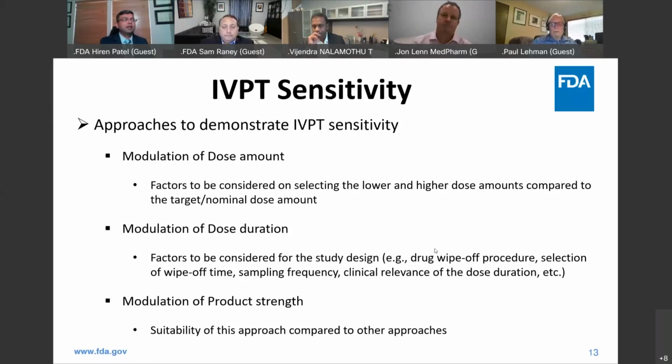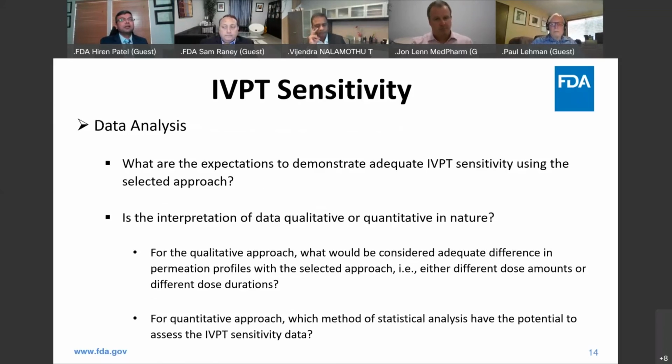Let's move on to the next part, which is the data analysis. My FDA colleagues, I would like to have your perspective on the IVPT sensitivity studies. Would you please share your experience with data analysis, in terms of the expectation to demonstrate adequate IVPT sensitivity using the selected approach? I would also be interested to hear from the external stakeholders on our panel: how do you interpret the IVPT sensitivity data in terms of qualitative or quantitative data analysis? Let's begin with our stakeholders first.